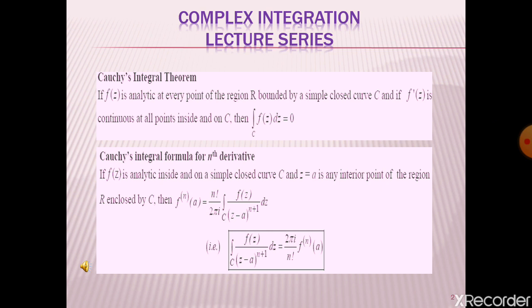Cauchy's integral formula for the nth derivative. If f(z) is analytic inside and on a simple closed curve C, and z = a is any interior point of the region R enclosed by C, then the integral over C of f(z) / (z - a)^(n+1) dz is equal to 2πi / n! times f^(n)(a), where f^(n)(a) is the nth derivative of f(z) at the point z = a.